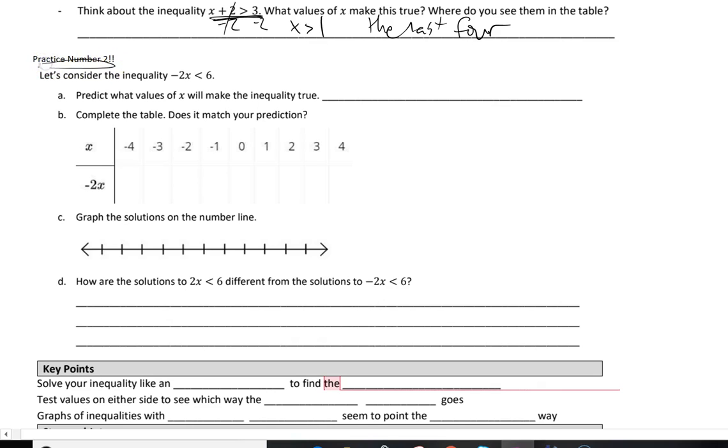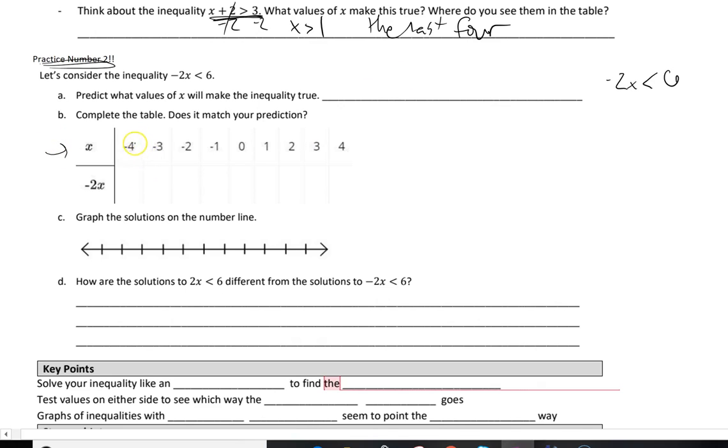So this is partner practice problem number 2. So we're going to consider the inequality negative 2x is less than 6. Again, we're going to think about what values of x will make this inequality true. I actually want to hold off on that because I want to test the values down here.